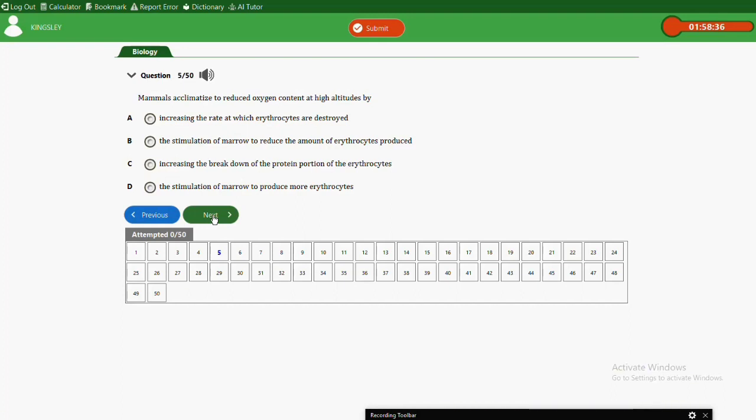When oxygen is reduced, mammals can make up for the oxygen by increasing the rate at which the bone marrow produces erythrocytes. The erythrocytes are the red blood cells, and we know that the red blood cells are responsible for carrying the oxygen due to the hemoglobin content. The hemoglobin is the pigment that helps to carry oxygen in the red blood cells. So the more the red blood cells, the more the blood has the ability to carry oxygen.